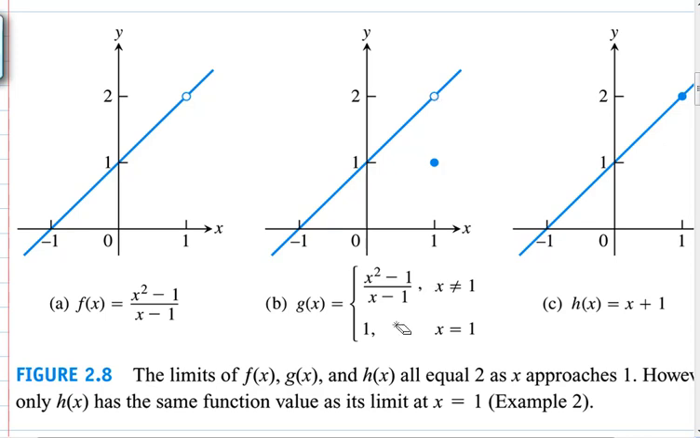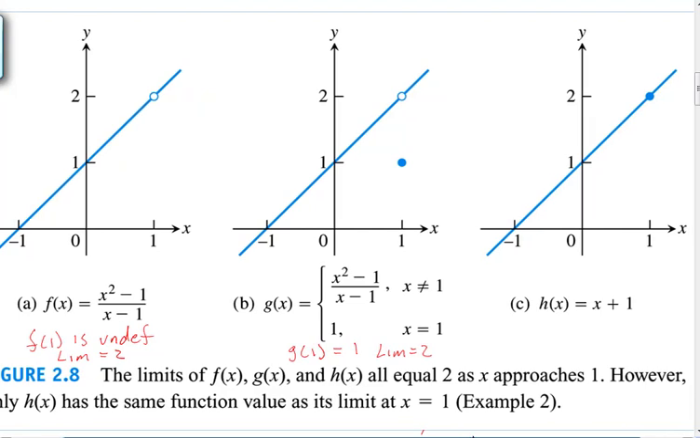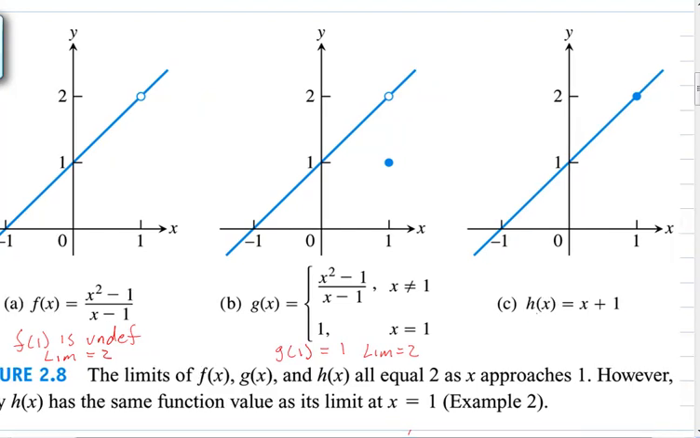Here we have a function that's piecewise defined, meaning we have our function f, but we fill in the hole right there at x equals 1. So if I looked at f of 1, f of 1 is undefined. Here, g of 1 is 1, but the limit is 2. In the last example here, h of x equals x plus 1. The limit is 2, and h of 1 is also equal to the limit.